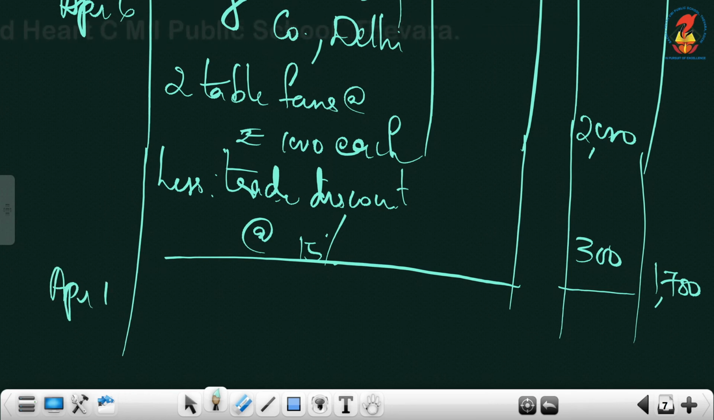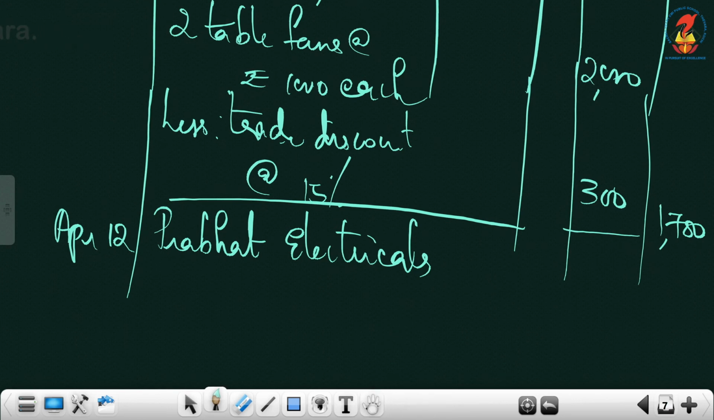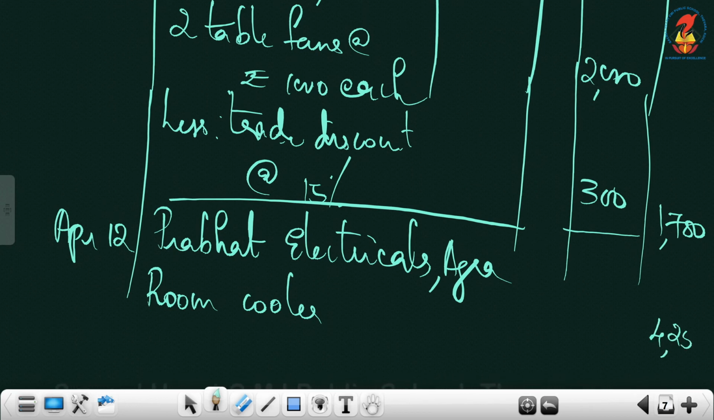So write April 12th, Prabhat Electricals. The place is Agra and the item is 1 room cooler, and the amount is 4250. Nothing is to be added or deducted from that amount. So directly you can write that 4250 in your amount column.